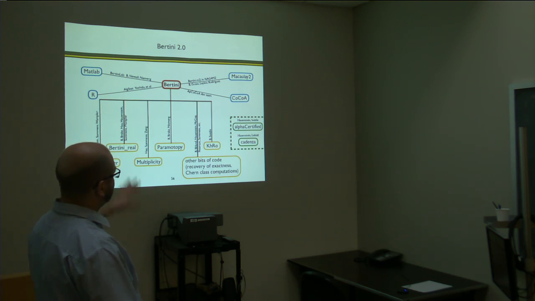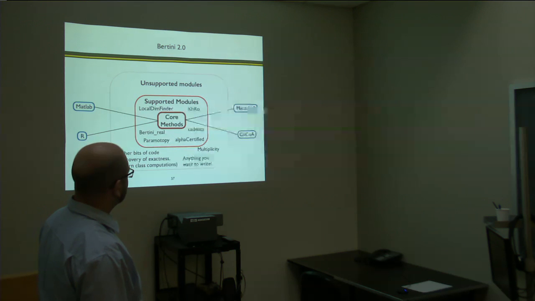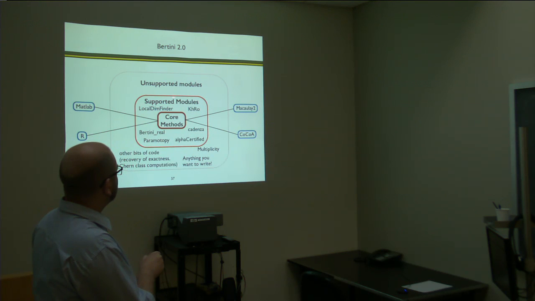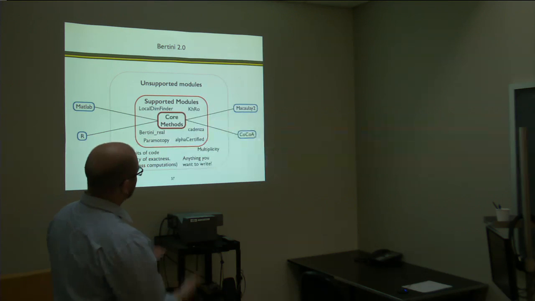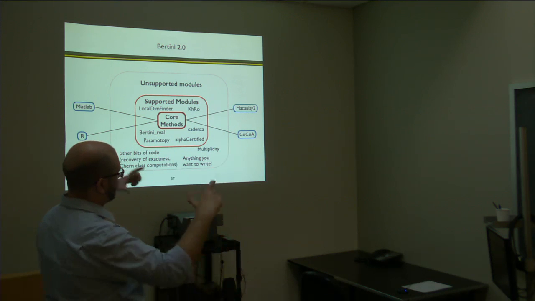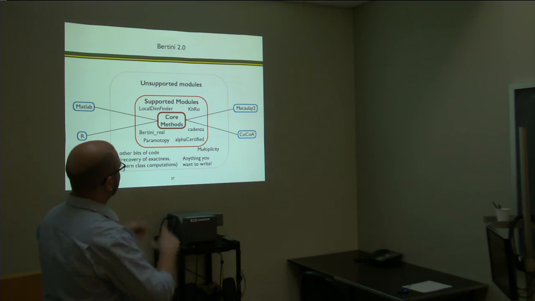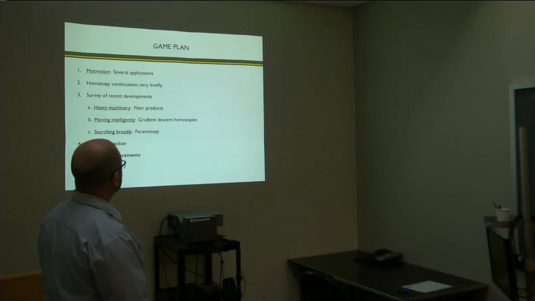So the idea is to take this picture and turn it into this picture where this is Bertini, and it has all these other libraries inside. There's some core methods, and we're almost done building those now. There are connections out still, and there's some unsupported modules. So things are more inside the sphere. They can connect more deeply to Bertini.